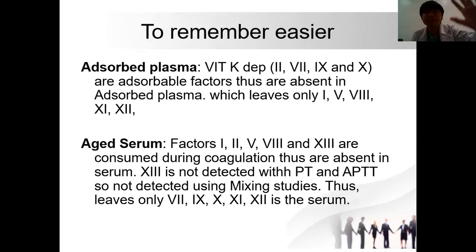So this is the rationalization on how it's being done, so that you as students will be able to comprehend and remember why the adsorbed plasma contains those particular factors and why the aged serum contains these particular factors. Your adsorbed plasma is plasma that has been adsorbed with barium sulfate and aluminum hydroxide.